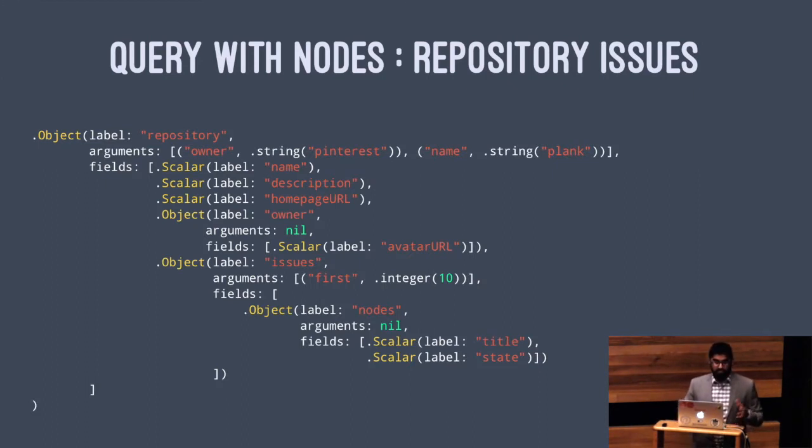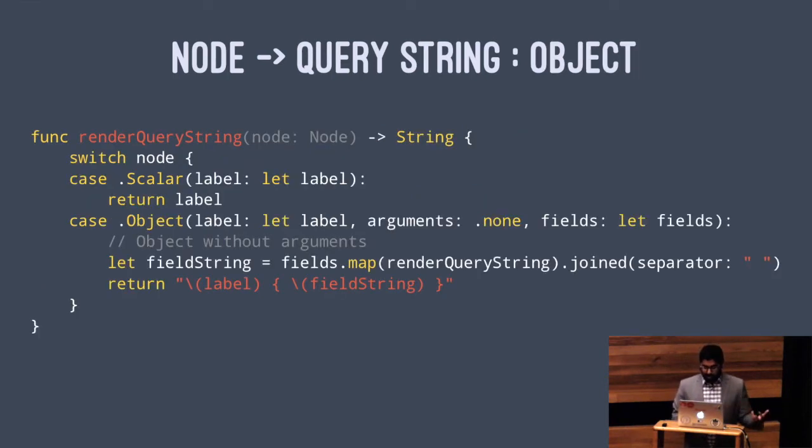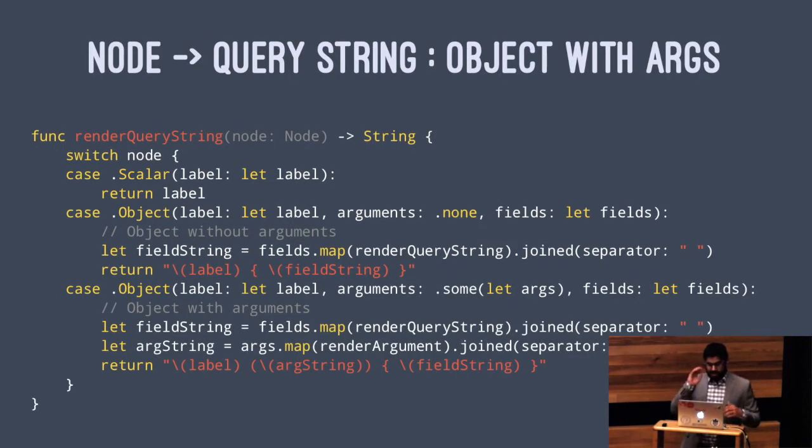And this is great. Basically what we have here is a structure that represents a GraphQL query. Now we can take this structure and write a function to render the query string. For a field, we're just going to print out the field name. For an object, it's going to be the object name, then curly braces, and then your list of fields. And for objects with arguments, it's the same thing, but with an arguments list.